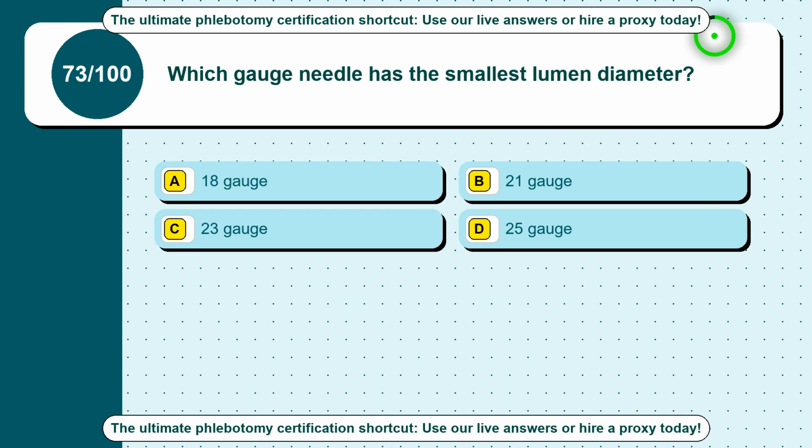Question 73. Which gauge needle has the smallest lumen diameter? Option A, 18 gauge. Option B, 21 gauge. Option C, 23 gauge. Option D, 25 gauge.